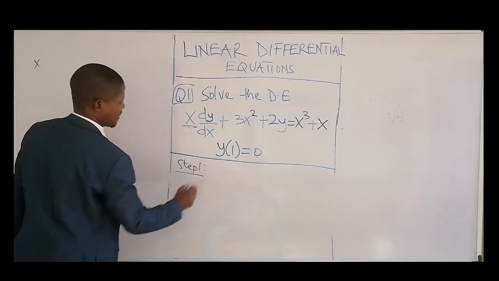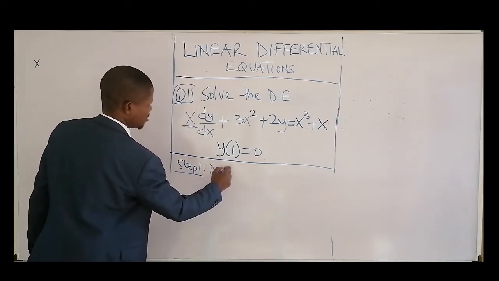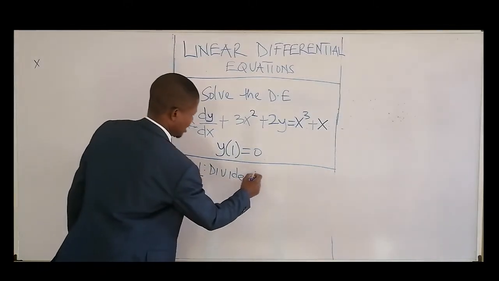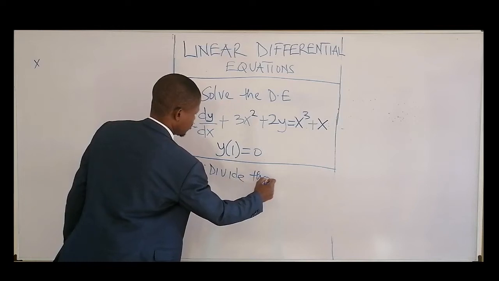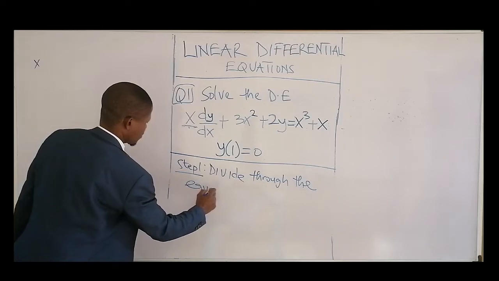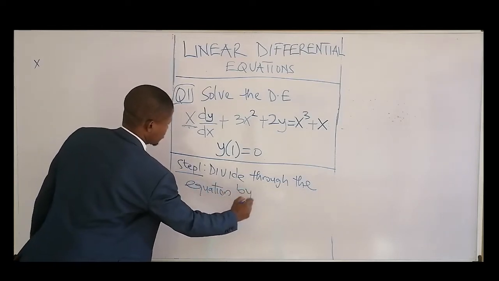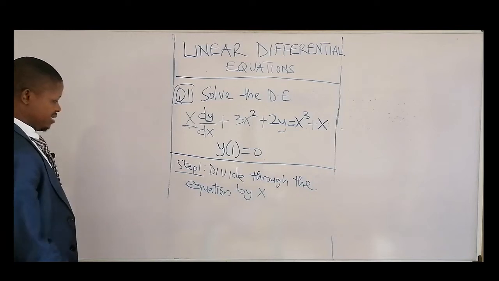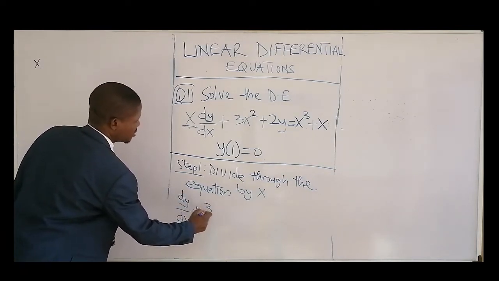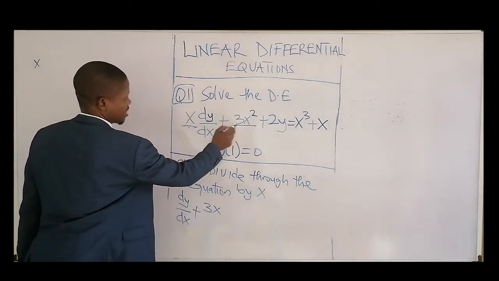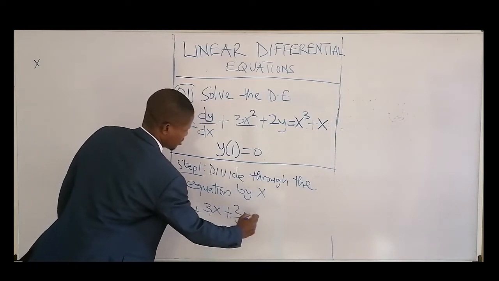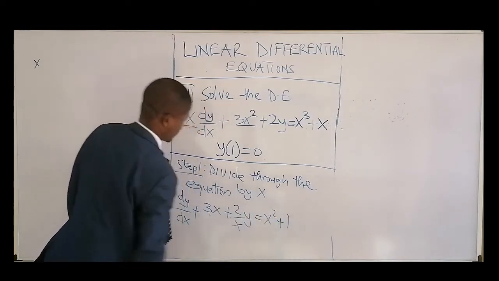Step one, divide through the equation by this. Then that will give us dy dx plus 3x. If you divide this over x, that will give us 3x. Then plus 2 over x times y equal to x squared plus 1.